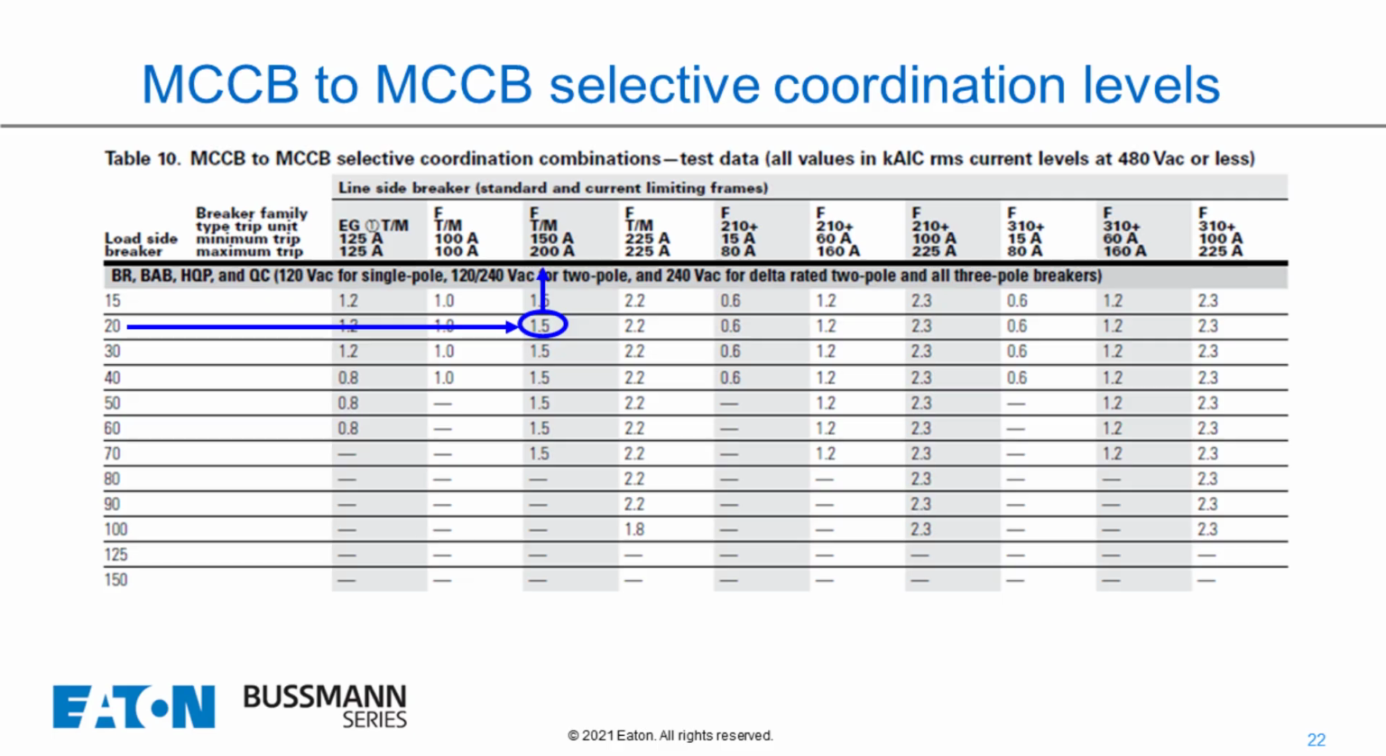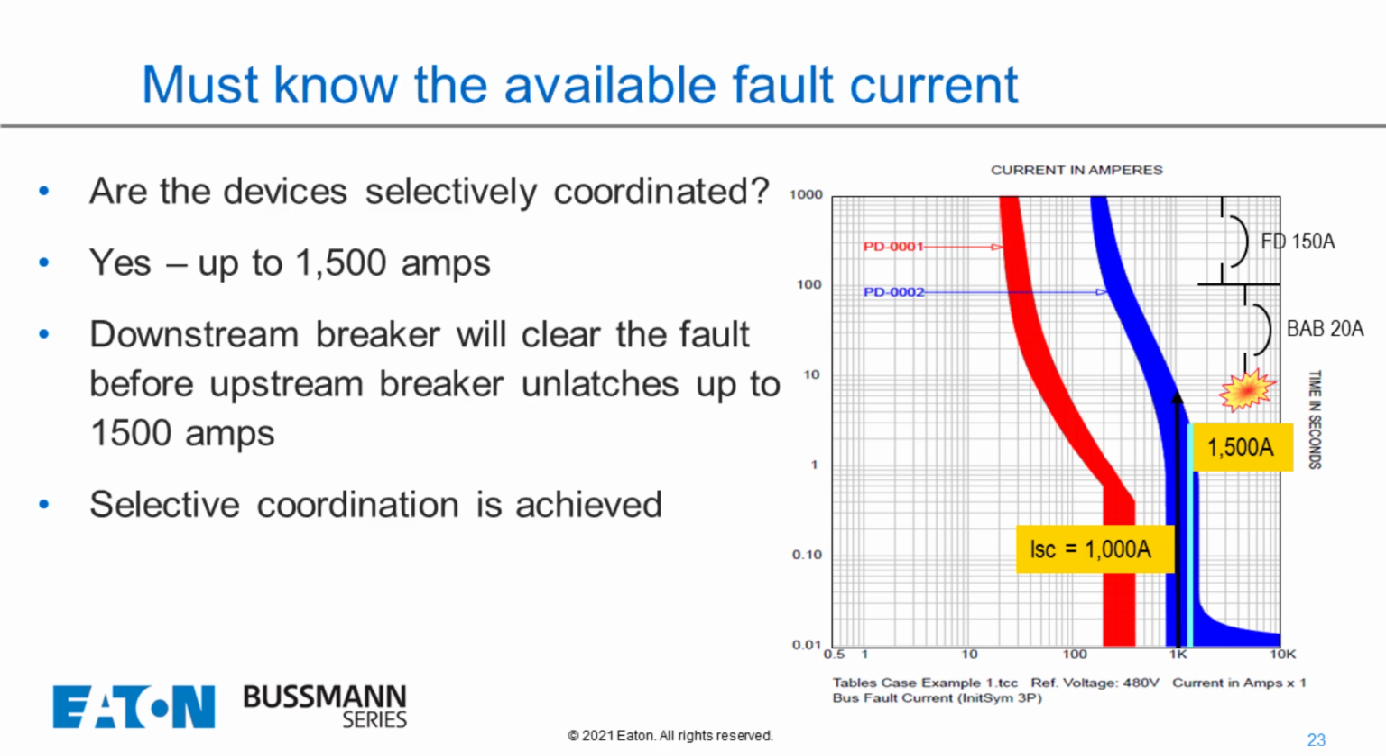And so we are selectively coordinated with a 150 amp on the line side and a 20 amp BAB breaker on the load side. We are selectively coordinated. And as you can see on the charts, we can increase that or decrease that based on this chart itself. All right, so in this case, if you look at the right, the 1,000 amp is going to be selectively coordinated based on the charts, even though the time current curve shows it hitting the blue breaker. Now, 1,500 amps is the key. We are selectively coordinated at 1,500 amps.